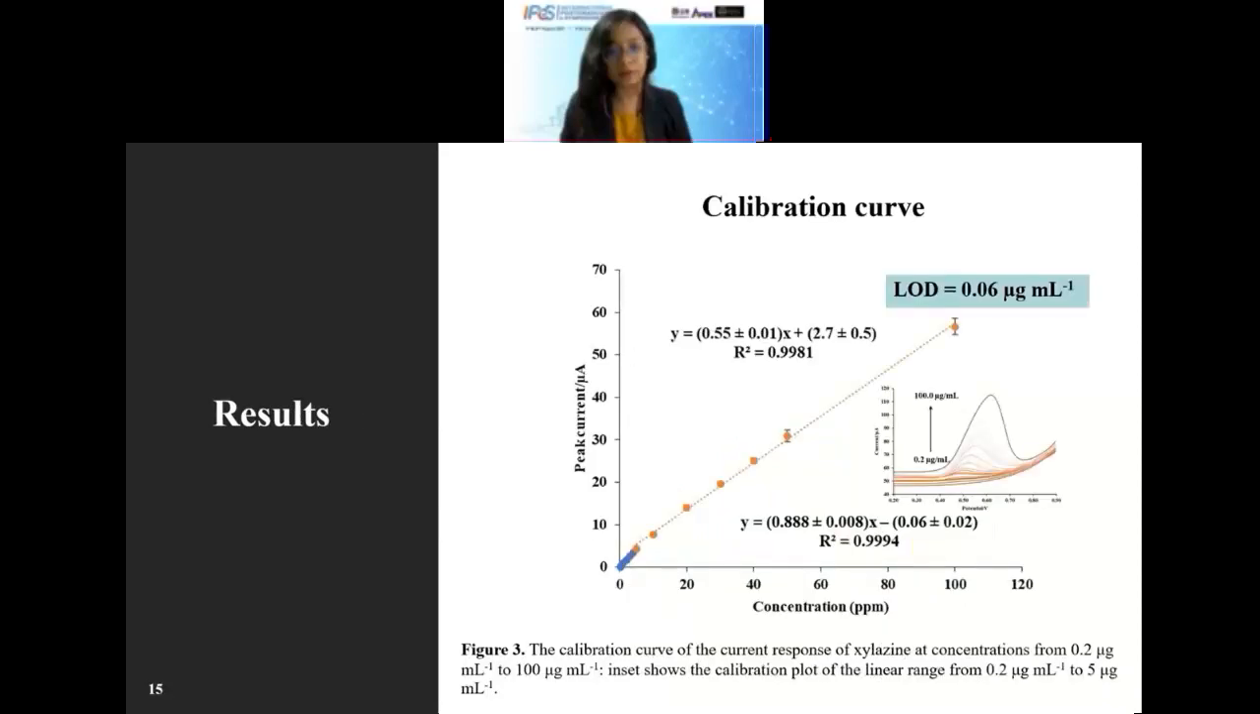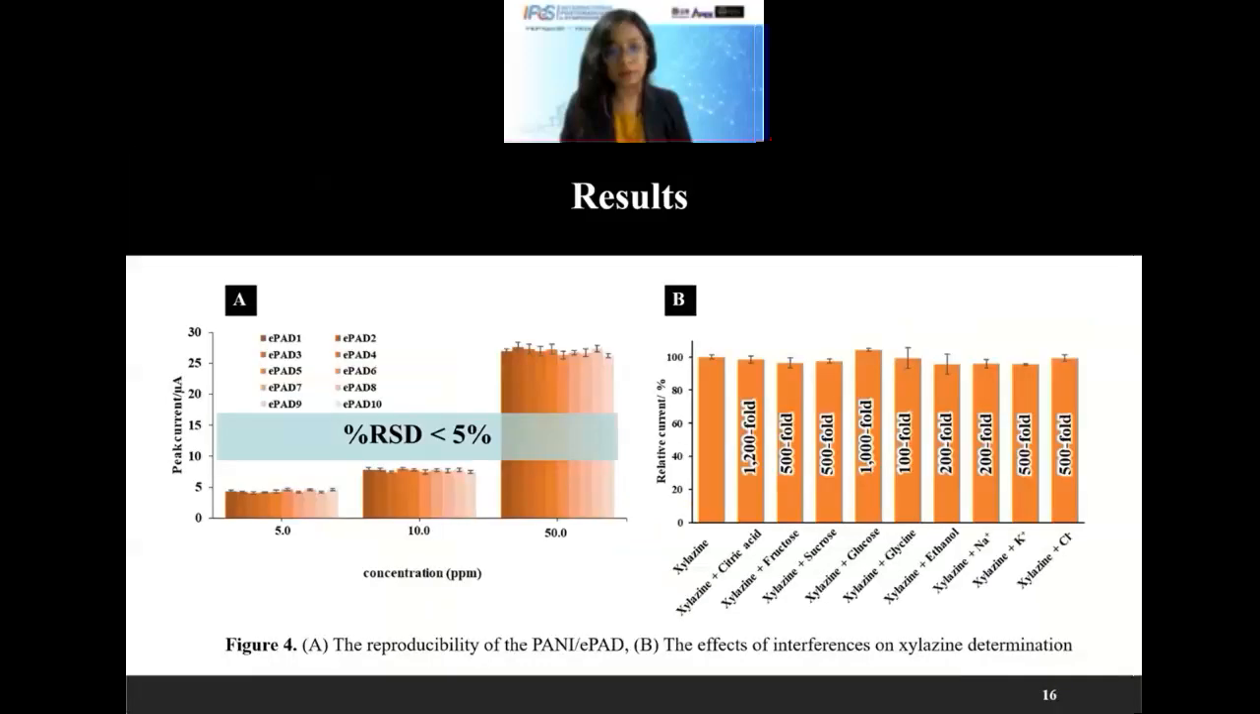The analytical performance of the polyaniline modified E-PAD for xylazine detection was investigated using adsorptive stripping voltammetry based on the optimized condition. This figure showed two linear ranges of xylazine detection with a detection limit of 0.06 microgram per milliliter. The reproducibility of the E-PAD was assessed through the evaluation of 10 electrode preparations. Comparing the peak current from 10 repetitions provided good reproducibility with percent RSD less than 5%, an acceptable range according to the AOAC guideline.